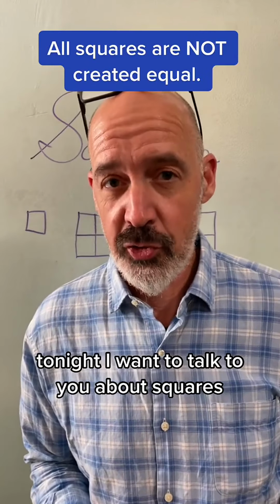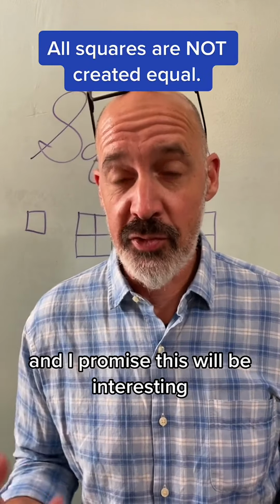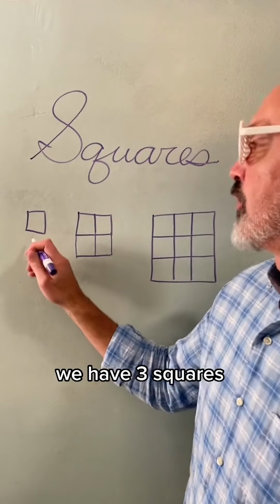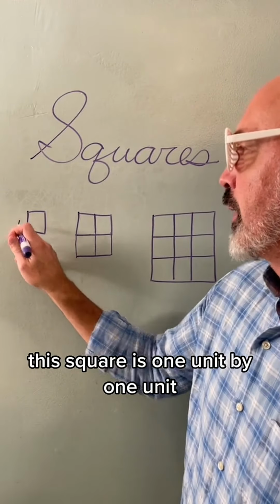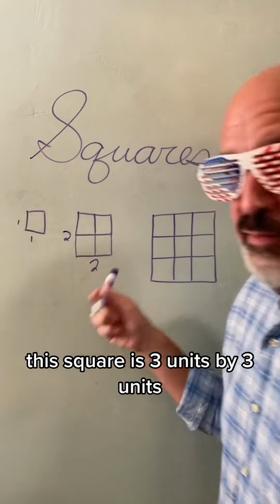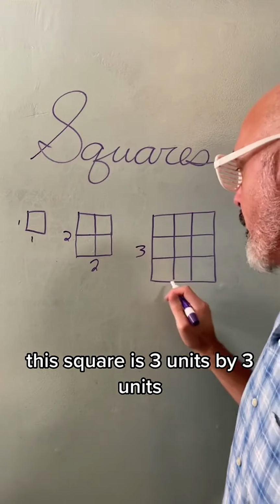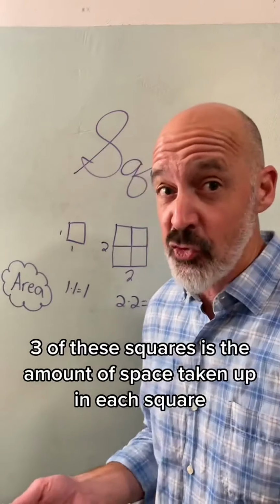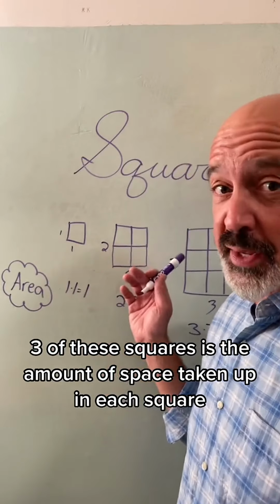Tonight, I want to talk to you about squares, and I promise this will be interesting. We have 3 squares. This square is 1 unit by 1 unit. This square is 2 units by 2 units. This square is 3 units by 3 units. Easy enough to see. The area of these squares is the amount of space taken up in each square.